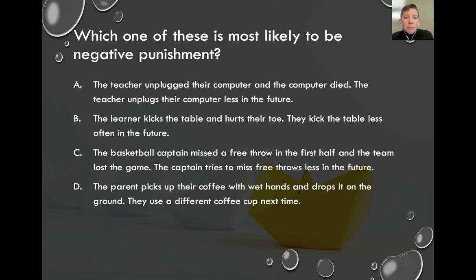C, the basketball captain missed a free throw in the first half and the team lost the game. The captain tries to miss free throws less in the future. Or D, the parent picks up their coffee with wet hands and drops it on the ground. They use a different coffee cup next time.